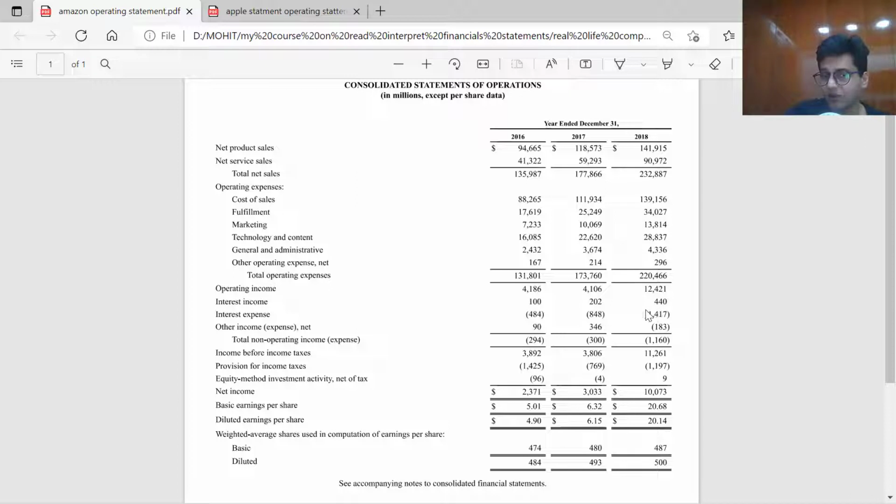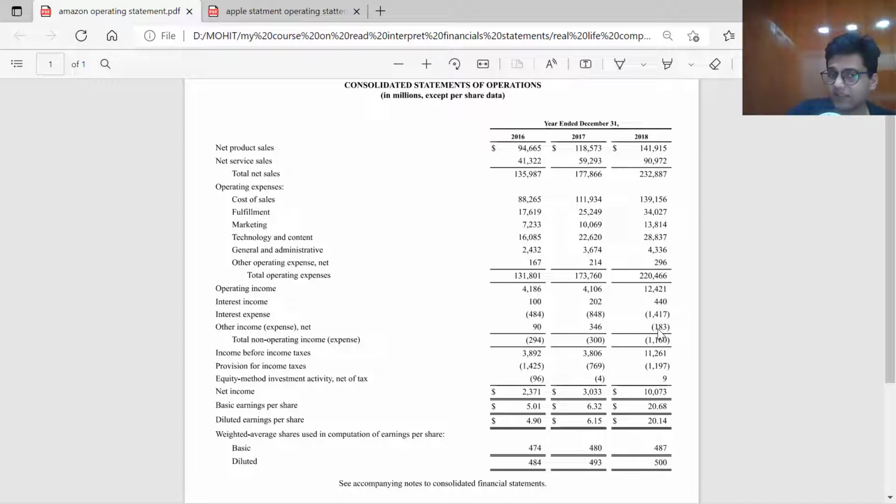Then we have something called interest expenses. Here we have interest income. What does it mean? It means Amazon had invested in some fixed income securities, and from those fixed income securities, it is receiving some interest income of around $4 billion. But it has taken debt, and for paying the debt, Amazon has to pay $14 billion of interest expenses. So that gives a net interest expense of around $10 billion. We have just deducted the interest income from the interest expenses.